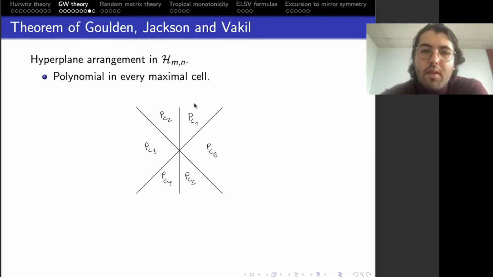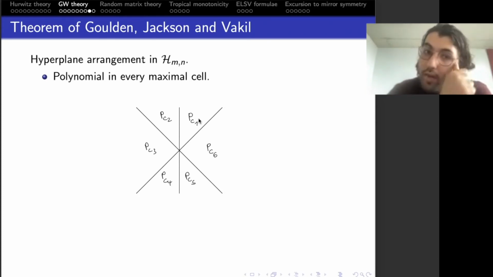So I have the cells C1, C2, C3, C4, C5, C6, for example. And in each cell, there exists a polynomial P_{C_i}, such that this polynomial P_{C_i} computes this double Hurwitz number for all choices of partitions in this cell. So this is what Goulden, Jackson, and Vakil proved.